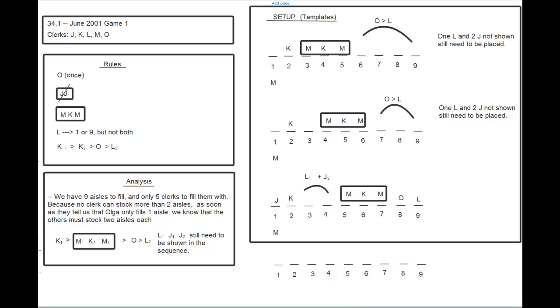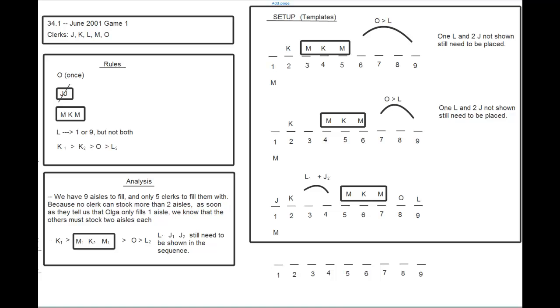stock 5? So what we want is people who can never stock 5. And this is where I think looking at the templates will be very helpful. Let's look at what happens in 5. In the first template it's M, in the second template it's K, and in the third template it's M. So basically, the only people who could ever go in 5 are going to be M or K.